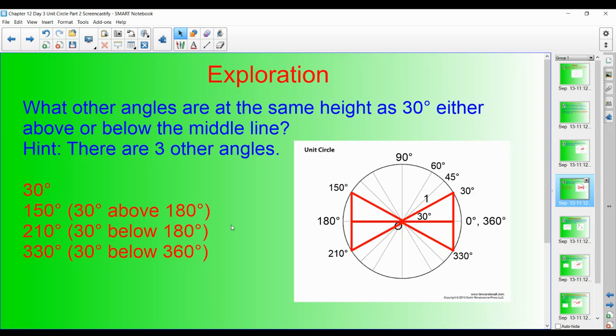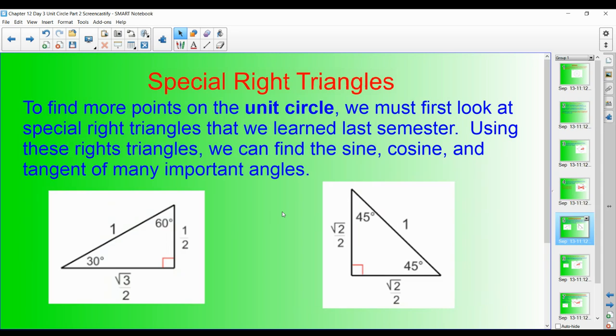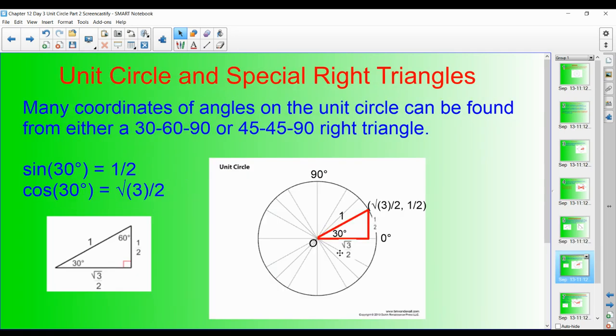Now, we're going to take this idea and apply it with special right triangles. We learned first semester about special right triangles, and these lengths, 1/2, square root of 3 over 2, and square root of 2 over 2, are going to be the cosines and sines of every special right angle that we have. So looking here, this 30-degree triangle is really a 30, 60, 90 right triangle.